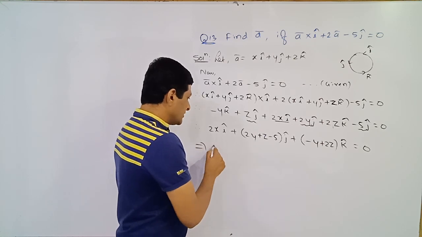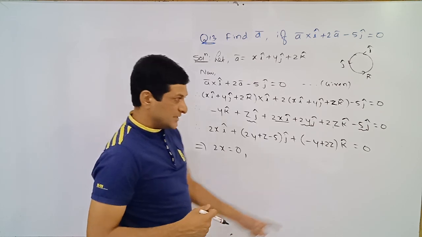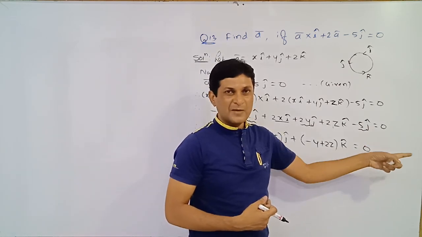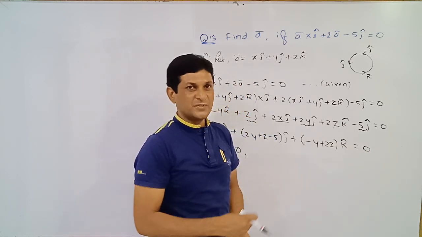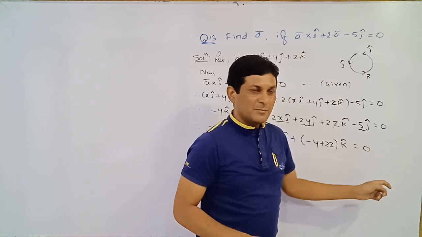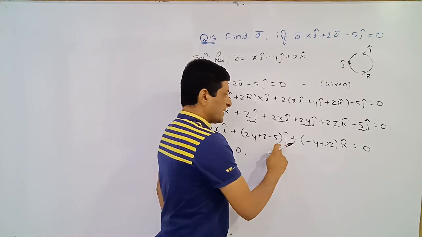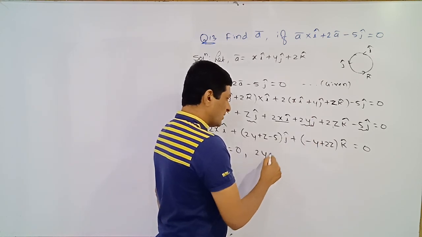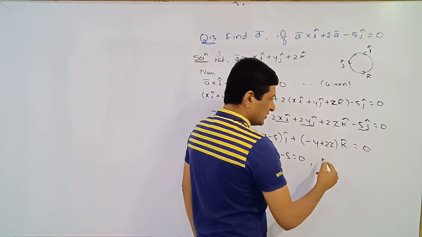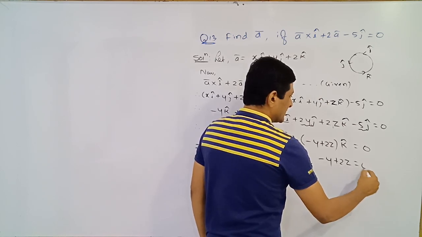This implies that 2x will be equal to 0, isn't it? On this side also the terms of i cap, j cap, k cap are there, but their coefficient is 0. So here 0 i cap plus 0 j cap plus 0 k cap. Comparing the coefficient of i cap, we get 2x is equal to 0. Comparing the coefficient of j cap, we get 2y plus z minus 5 is equal to 0. And comparing the coefficient of k cap, we get minus y plus 2z is equal to 0.